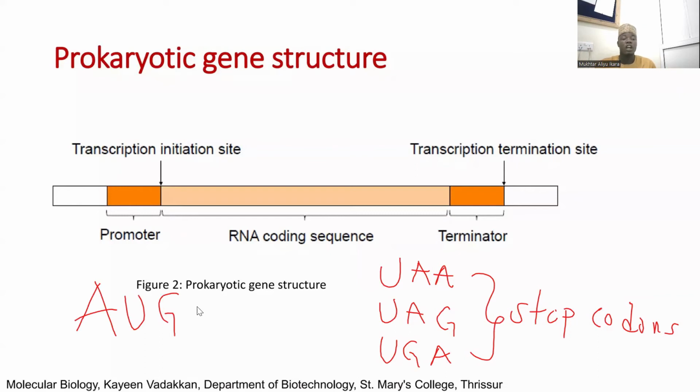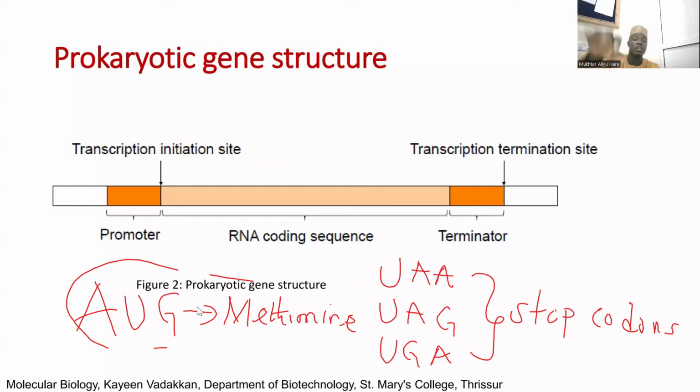That is AUG, which codes for an amino acid called methionine. So this is the start codon, and it usually starts with methionine. So, ladies and gentlemen, in a prokaryotic gene we have three different components: the promoter sites, the RNA coding sequence, and then the terminator sites.